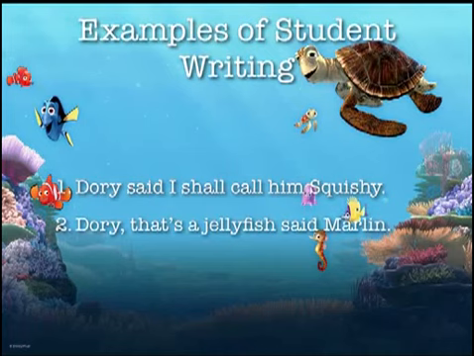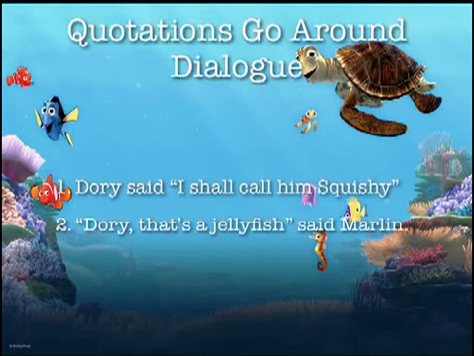In sentence 2, said Marlin is at the end of the sentence. This tells us that the spoken part of the sentence must come before the phrase, said Marlin. So, we should put quotes around the phrase, "Dory, that's a jellyfish." Let's do that and see what happens. Okay, here are example sentences with quotation marks. Now we know what is being said. However, we are still missing some key punctuation.